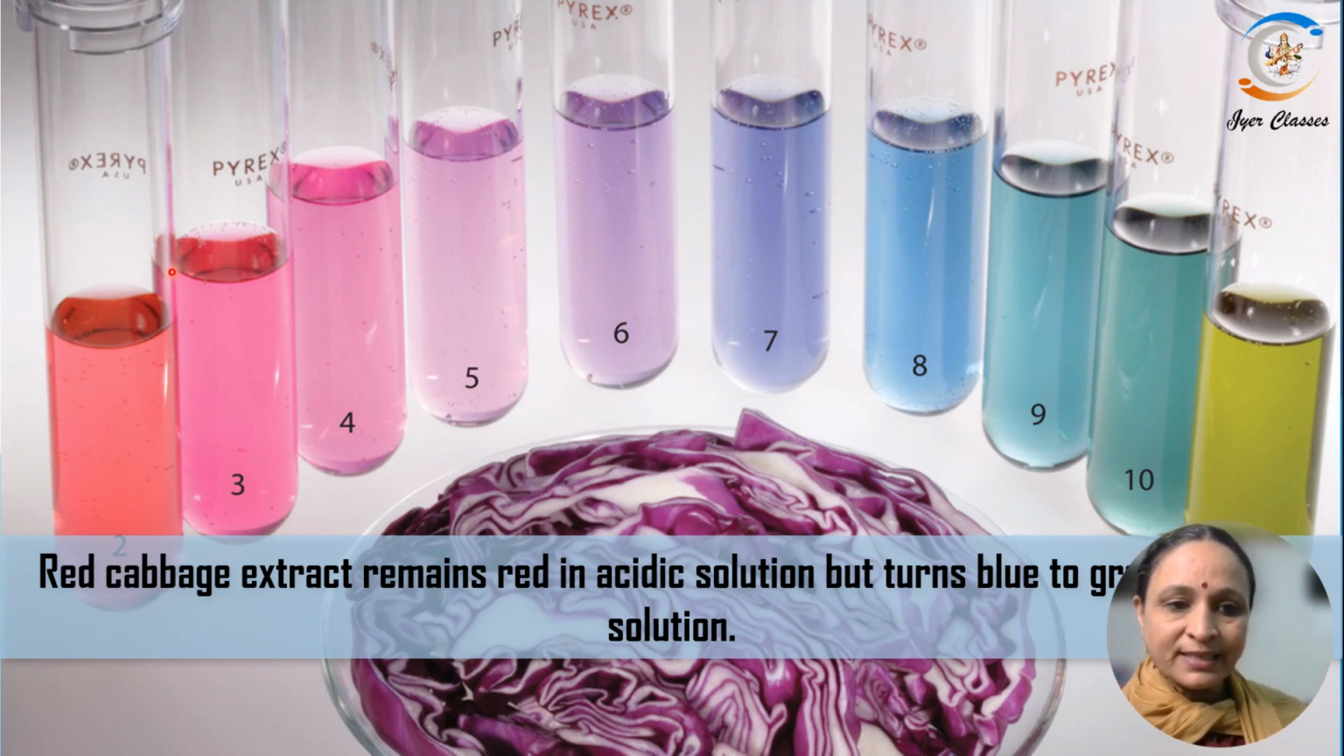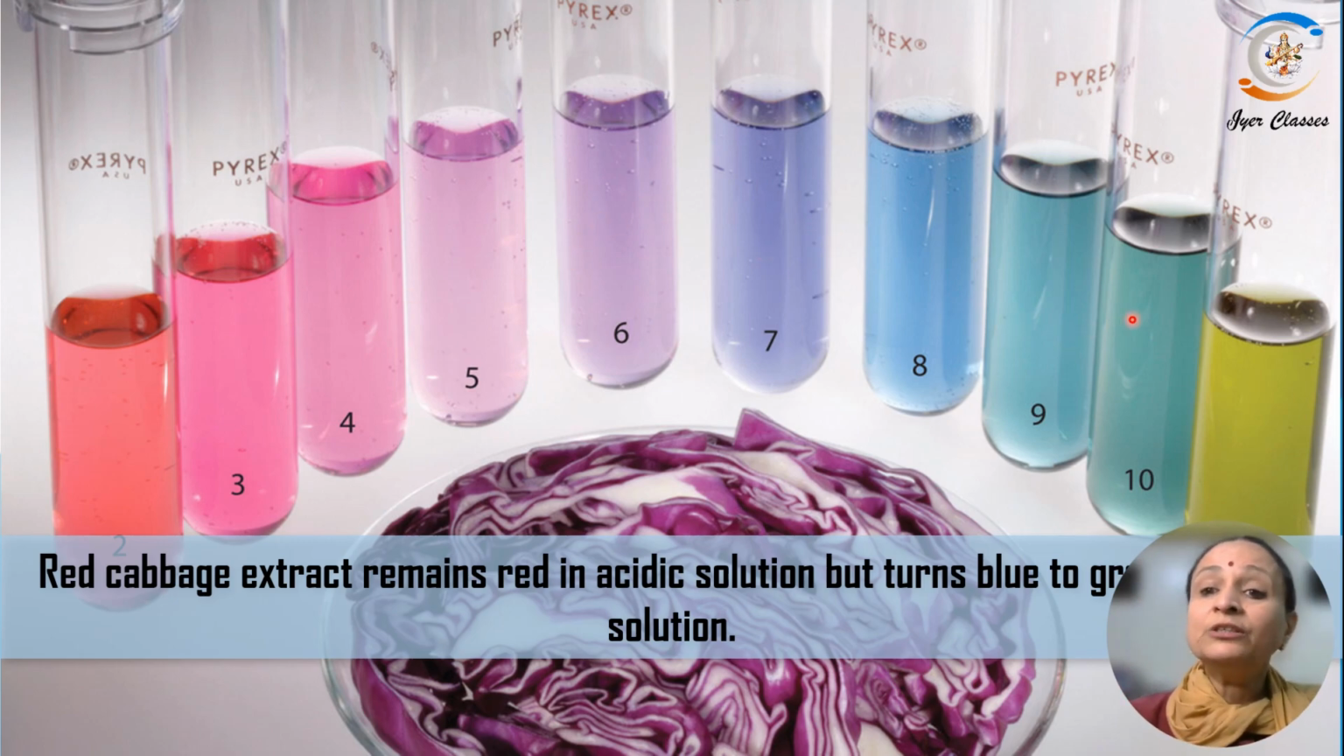So here we can see various test tubes. We have taken various kinds of acids and added this red cabbage juice. You can see that the red cabbage will remain red. It will change the colors slightly, a little bit, but red will remain red. But if it is put into basic solutions, then you can see that it is getting converted into the blue color. So it is indicating whether the substance is an acidic solution or a basic solution.